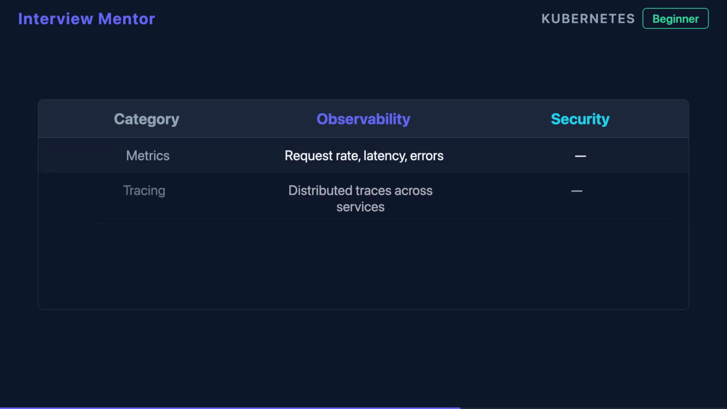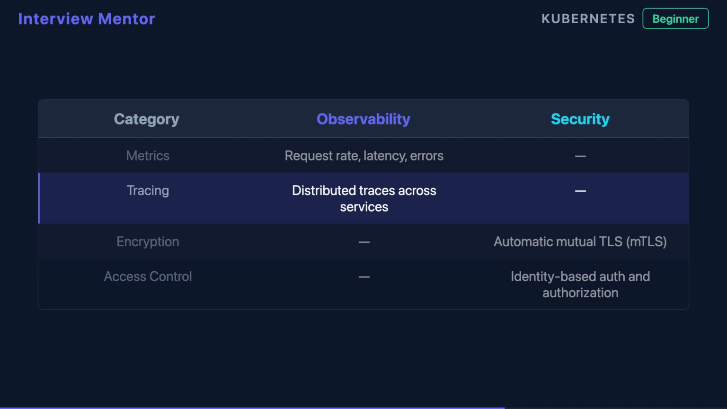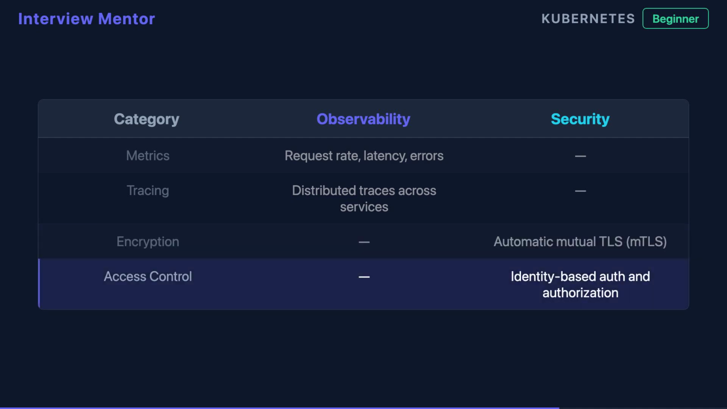On the observability side, service meshes automatically collect metrics like request rates, latency percentiles, and error rates for every service interaction. They enable distributed tracing so you can follow a request across dozens of services. For security, they provide mutual TLS encryption between services, identity-based authentication, and fine-grained authorization policies. All of this comes built in without instrumenting your application code.